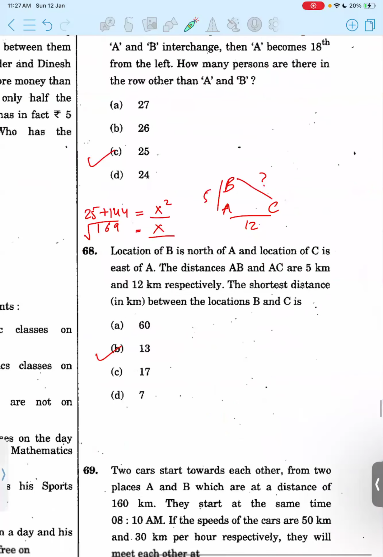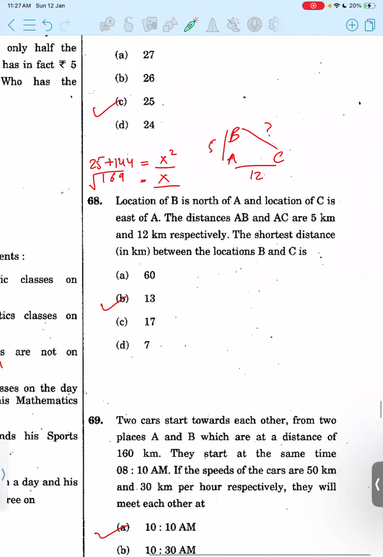Option C. Now here we have one question based on Pythagoras theorem. We are given the value of this and this, and we have to calculate this. So simply use the Pythagoras theorem formula, which is this square plus this square is equal to the hypotenuse square. So it should be 13. Option B.